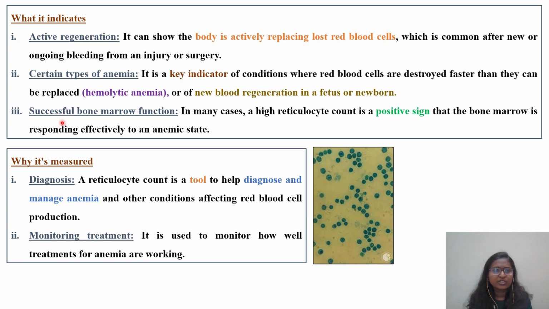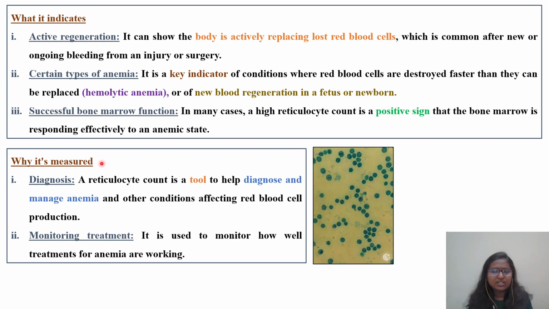The next important thing is that reticulocytosis can indicate successful bone marrow function. In many cases, a high reticulocyte count is a positive sign. If there is an increase in reticulocytes, it means it's good: your bone marrow is working well and producing more RBCs. The bone marrow is responding effectively to an anemic state.